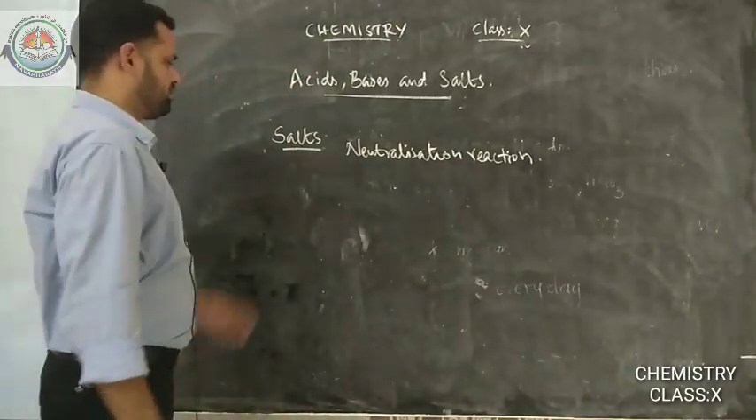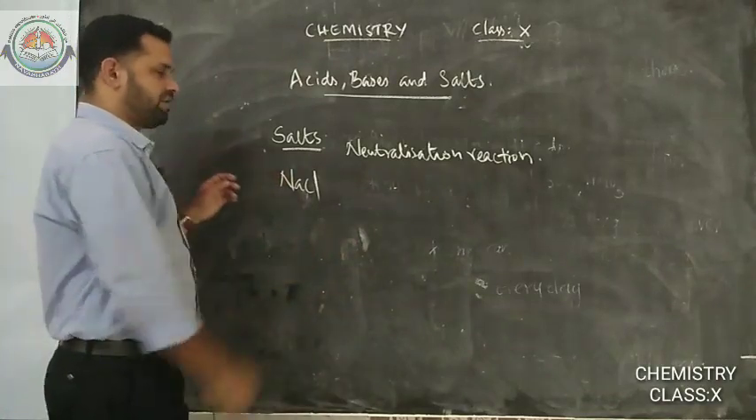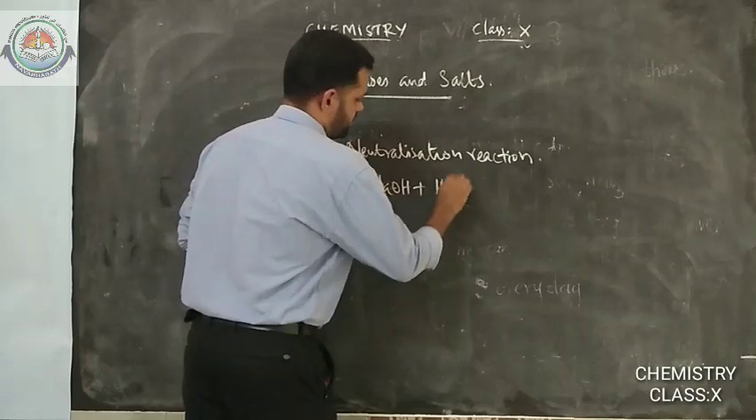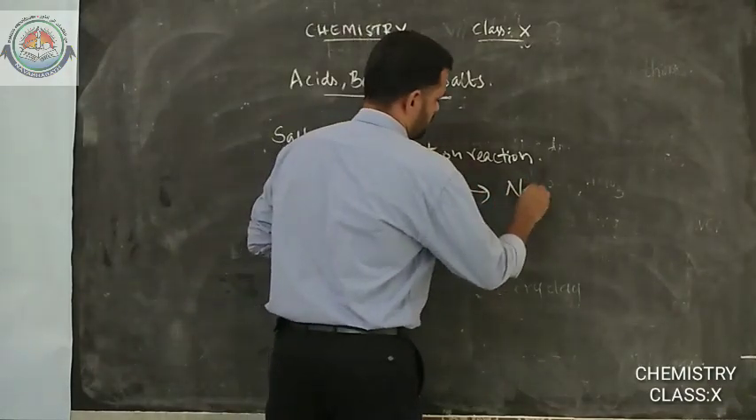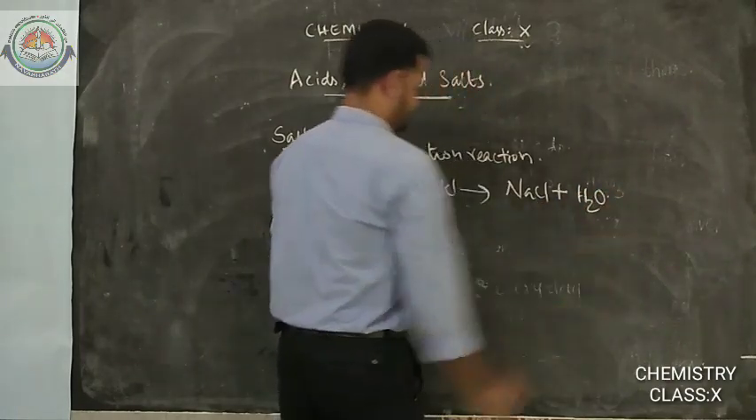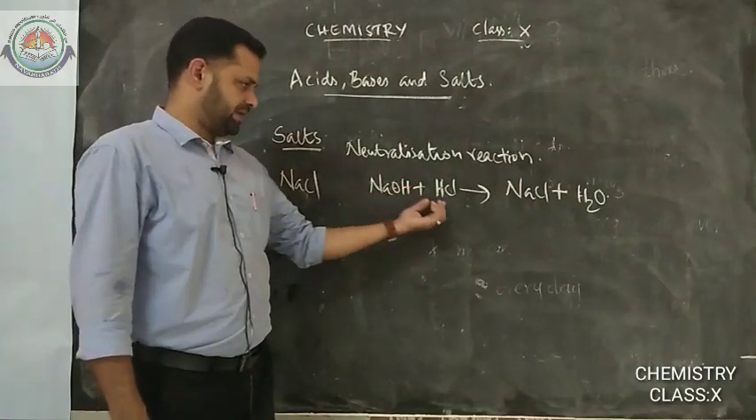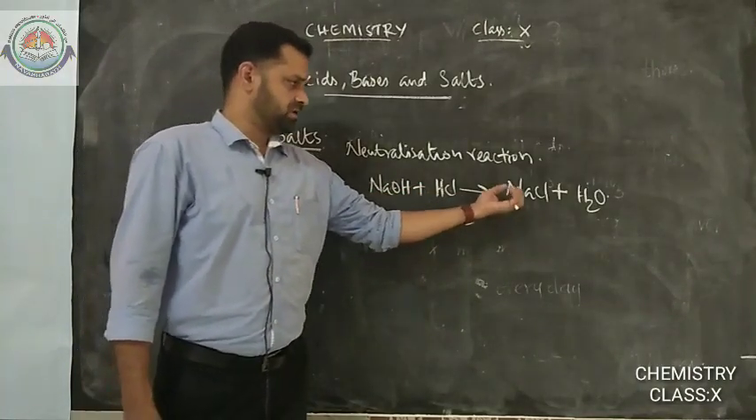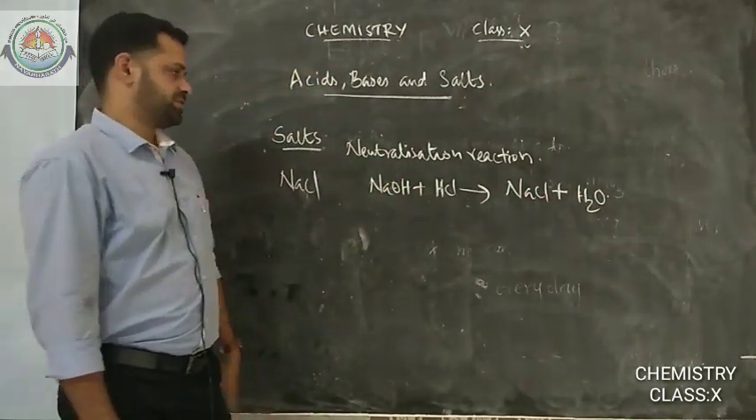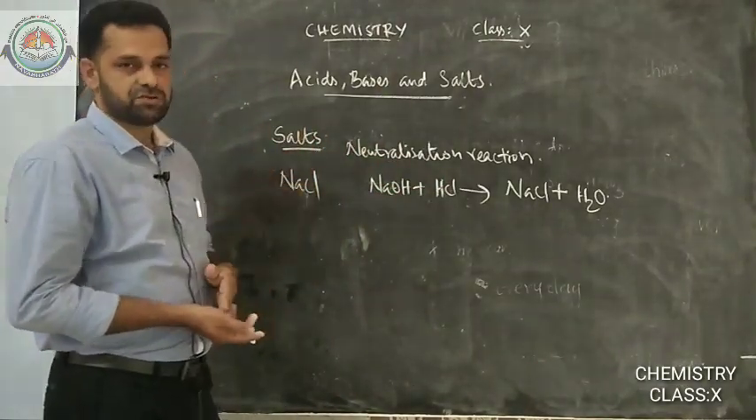Neutralization reaction. For example, the formation of NaCl that you have studied in lower classes: when sodium hydroxide reacts with hydrochloric acid, it forms sodium chloride plus water. That is, when a base and an acid react, they form salt plus water. That reaction is called a neutralization reaction. So this is the general introduction about acids, bases and salts.